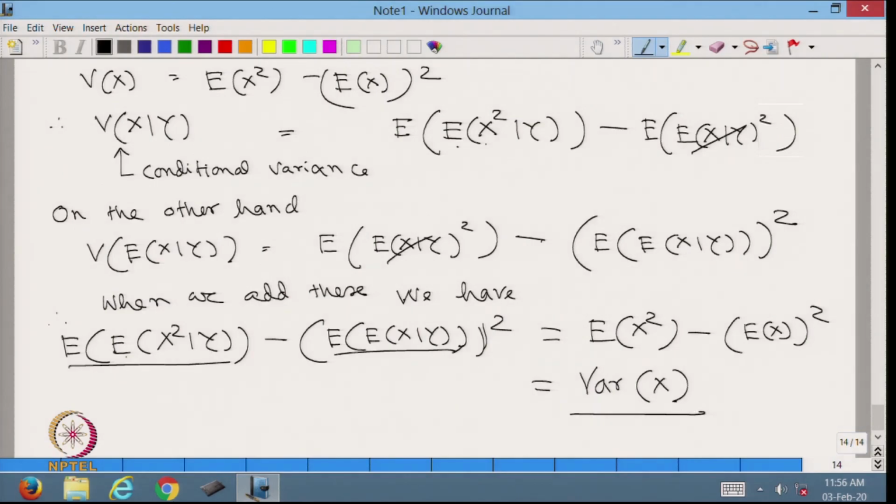Thus, we prove another important result with respect to conditional distribution. So, these are some important results to remember.